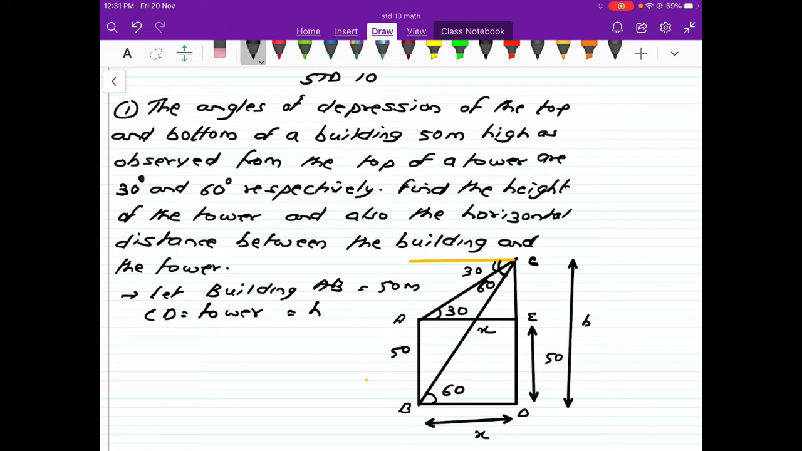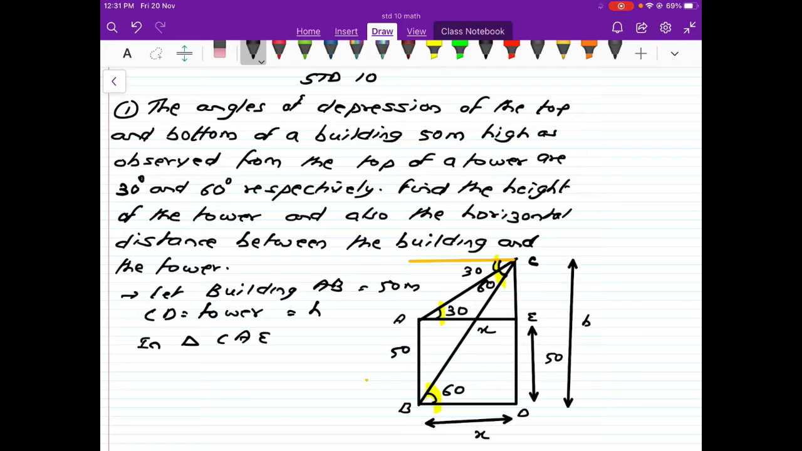So now if we see, we are getting two triangles. We have just put the angles of depression. If this is 30, remember this also will be 30. If this whole thing is 60, this also will be 60. So we are having two triangles now. One is triangle CAE.